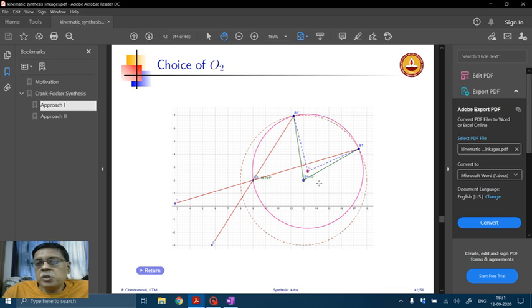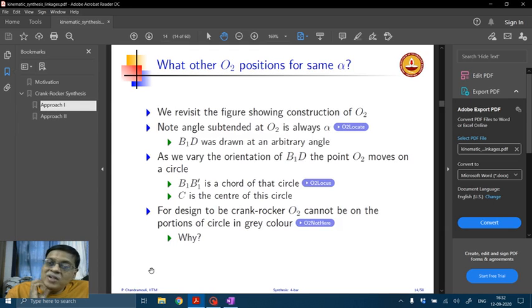So O2 is basically moving on the magenta circle. The center of the circle is at C that I have marked there. So you can see that I have marked the circle. So therefore, I have a number of choices, and it's interesting that as I keep varying the orientation of the B1D line, I get O2 to move on a circle, which is shown here. So therefore, I get a number of design choices.